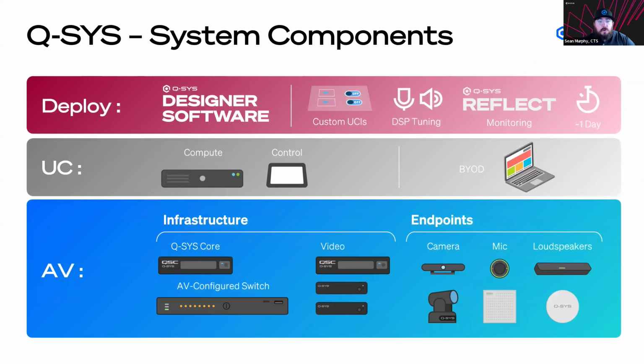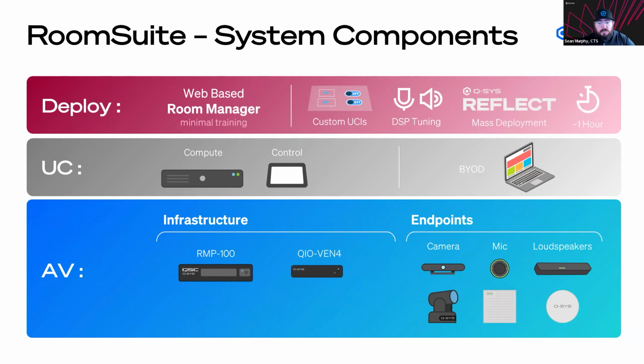So we go back to our Q-SYS system components. Let's look at what this system would look like with RoomSuite. Now, you're going to notice not a lot changes, but I think the stuff that changes is very crucial to the space. Our infrastructure changed from a dedicated core and video components and network switch to just the RMP 100 and QIO Ven 4. We changed from Q-SYS Designer to the web-based room manager. There's no design file needed for RoomSuite. It's all done through the web.